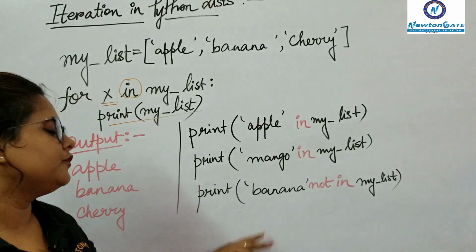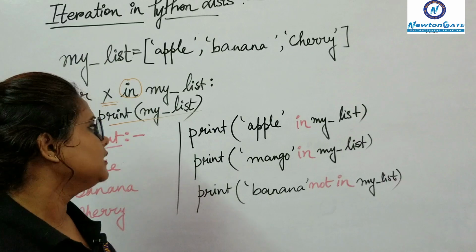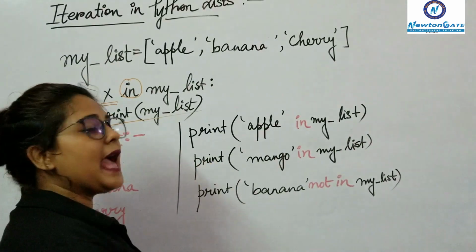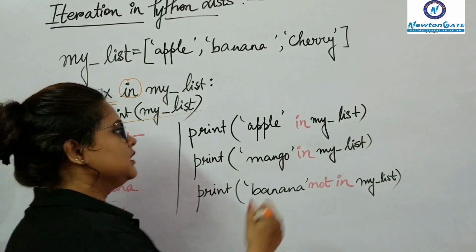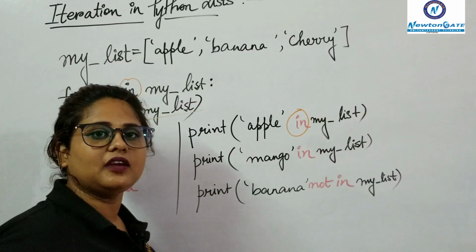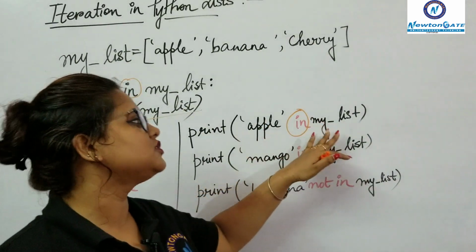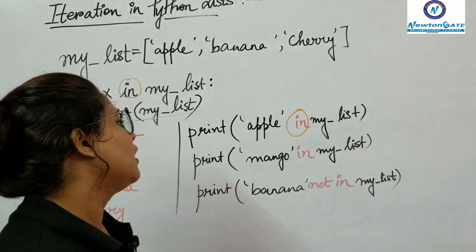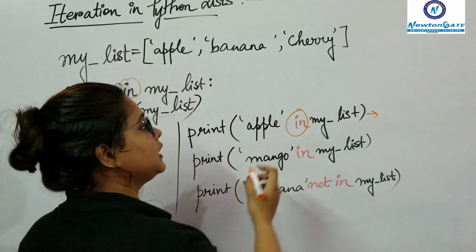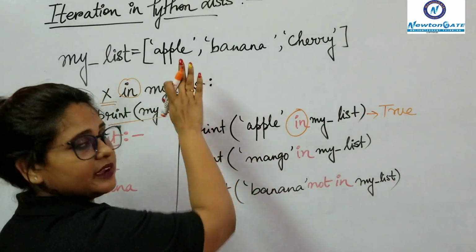So here we are checking if an element is present in our list. Here I have written three consecutive print statements. So print apple in my list. Here the in keyword will check whether this particular item belongs to this particular list. Again, this will return boolean, so it will return true, right? Because apple is there in the list.